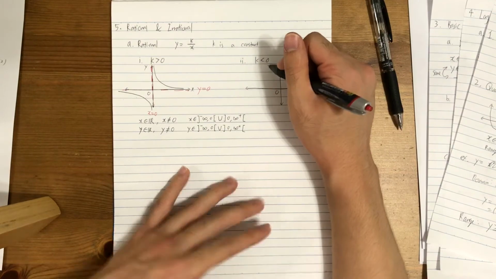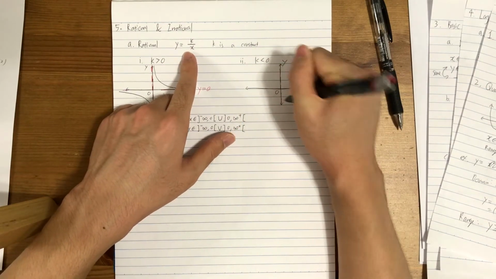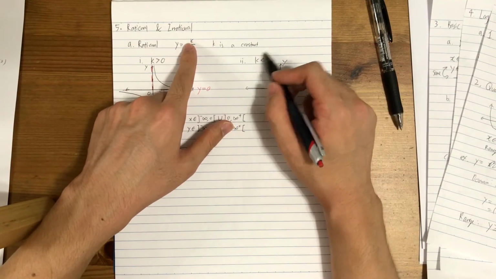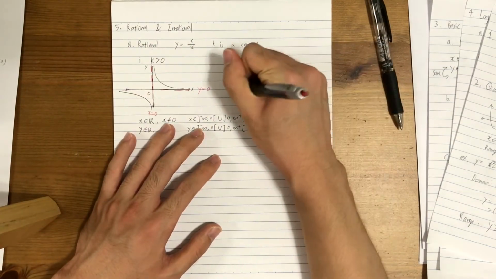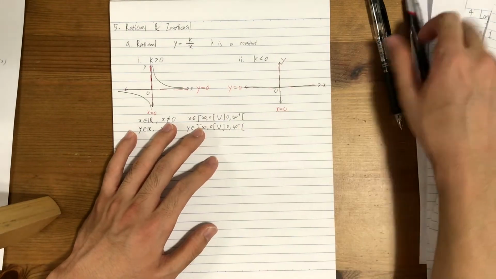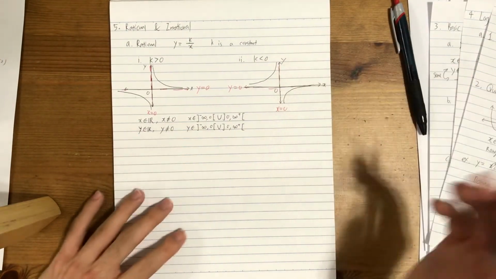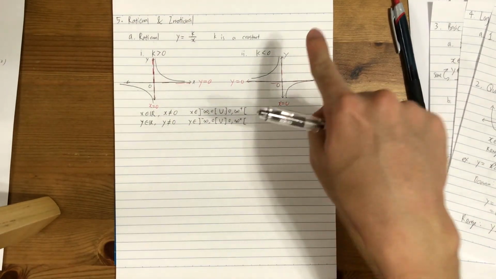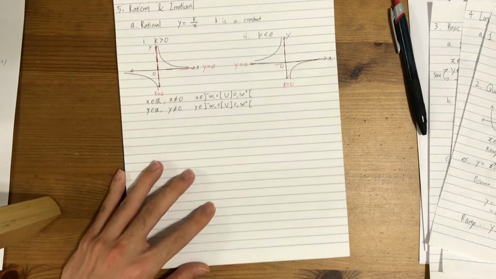So again, even if k is negative number, x cannot be 0. And also, since k is still a constant, non-zero constant, that means y cannot be 0. So we have the vertical asymptote and horizontal asymptote, and just flipped like this. That's it. So that's the rational function. So, and the domain and range for this case is also this, okay?